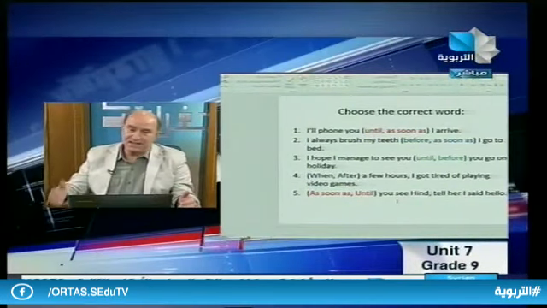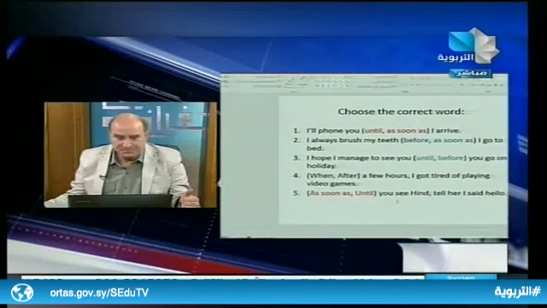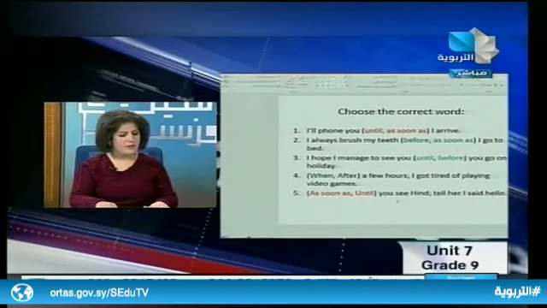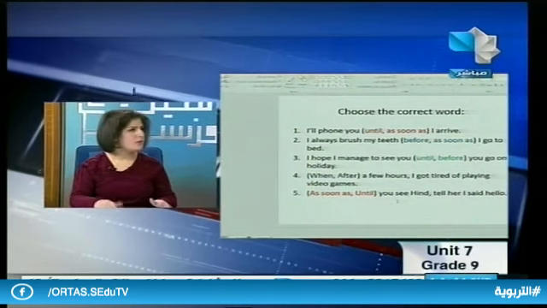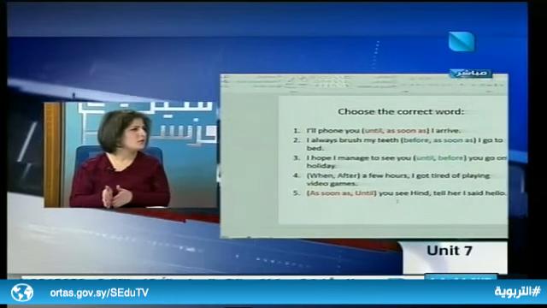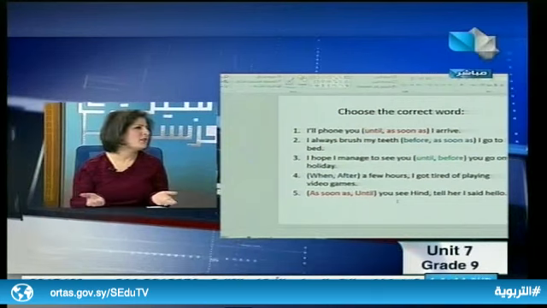Right. The second example: I always brush my teeth before or as soon as I go to bed. So I can't brush my teeth when I go to bed. As soon as means after.